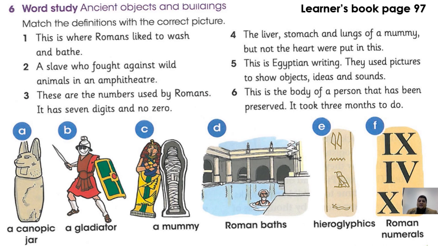I want you to look at the pictures and the definitions. You have 6 pictures and 6 definitions. All I want you to do is to read the definitions very well. For example, I'm going to do the first one for you. This is where Romans liked to wash and bathe. Which one do you think? Which picture? A, B, C, D, whatever. Okay, and of course it's letter D. It's the Roman bath.